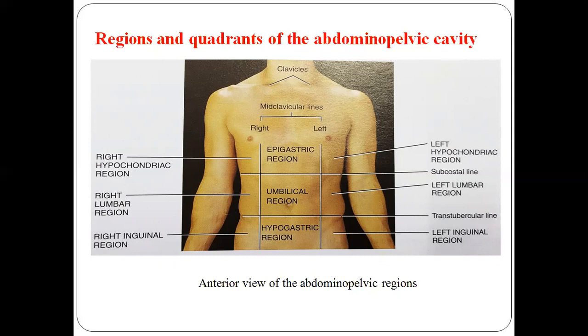Now, the names of the nine abdominopelvic regions are the right hypochondriac, then the epigastric, then the left hypochondriac, the right lumbar, then the umbilical, the left lumbar, the right inguinal, the hypogastric, and the left inguinal.